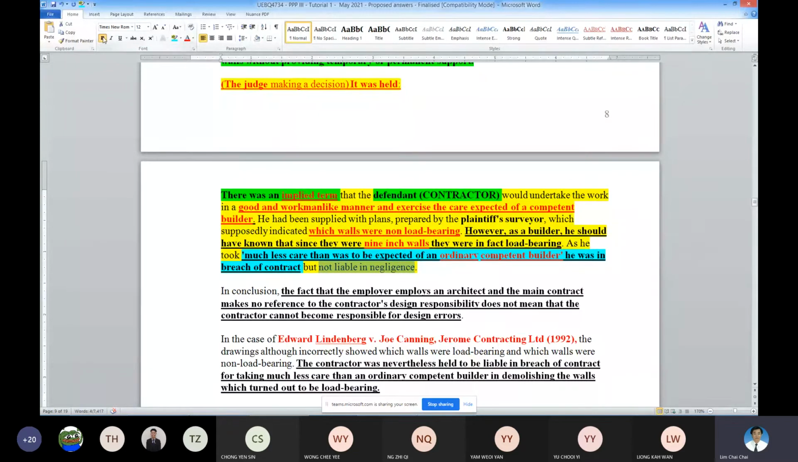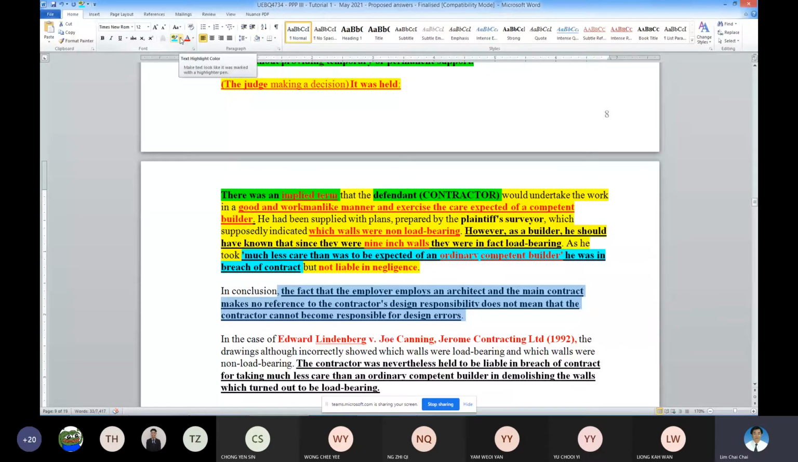This is how the judge came to the conclusion. So, repeat: even though there is no design responsibility, as a competent builder there is an implied term that you must carry out the work in a good workmanship manner plus taking care. Okay, so if you didn't do that, you are not a competent builder, and if you are not a competent builder, you are going to be responsible. So this is the conclusion for this so-called question.